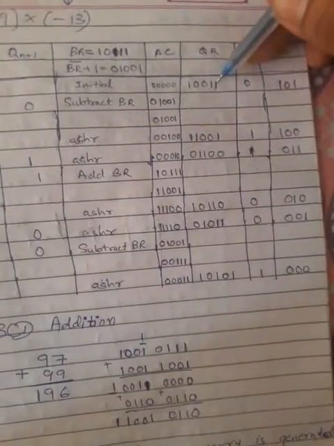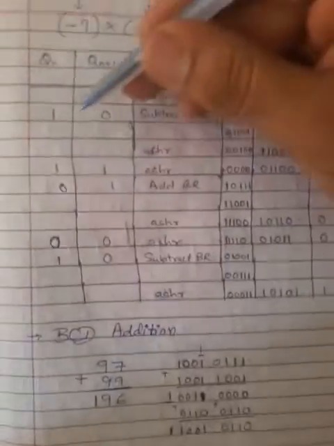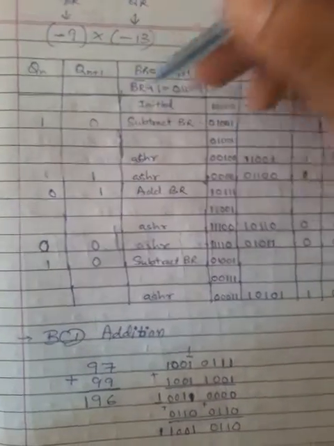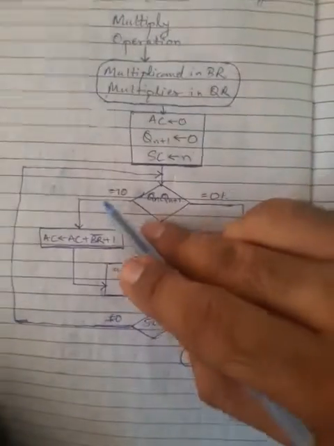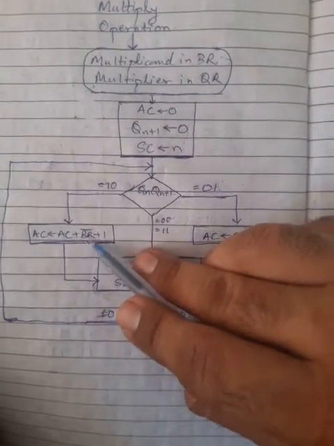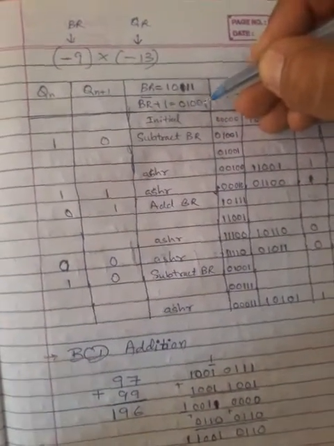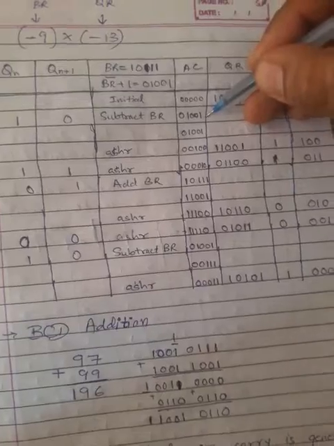Okay, this is Qn and this is Qn plus 1. So 1 0, so we have to write here 1 0. And if it is 1 0, what we have to do is the addition of BR complement plus 1 with AC. BR complement plus 1 value is 0 1 0 1, so here it is written 0 1 0 1.